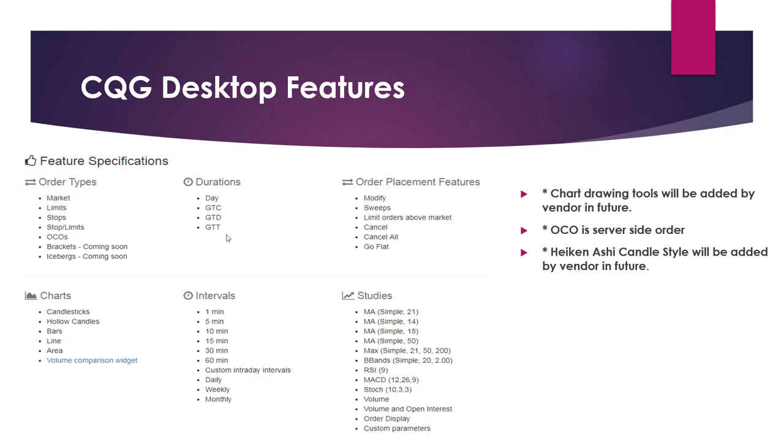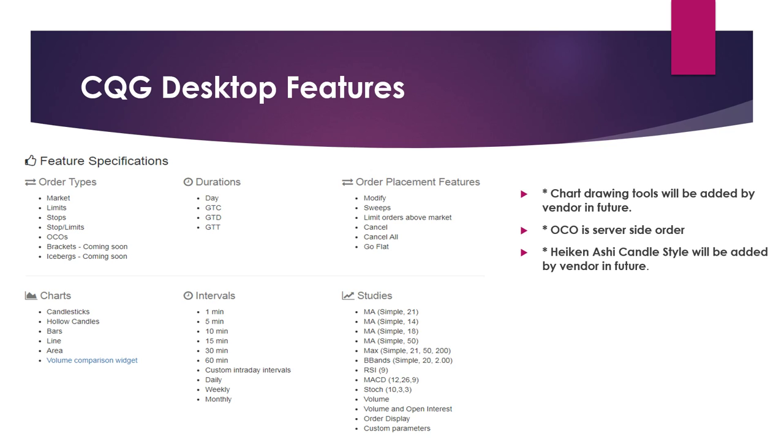For duration, we have good till cancel, good till date, and good till time. For the placement, sweep is coming soon, I think. I need to go and check again. For charting, we have candlestick, hollow candle, bar, line, area, and volume comparison widget. For charting also, I believe the Kagi and Renko charts will be added in the future. Only the time frame is not yet determined. They try to add it as fast as they can. For chart drawing also, of course, it will be added in the future. I think it will be by this month, hopefully.